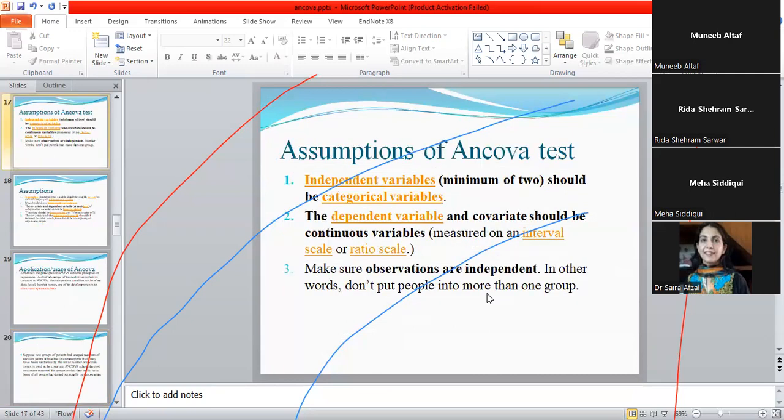So, assumptions for the ANCOVA test. Firstly, a minimum of two independent variables should be categorical variables, and the dependent variable and covariate should be continuous variables measured on an interval scale or ratio scale. Make sure observations are independent. In other words, don't put people in more than one group.